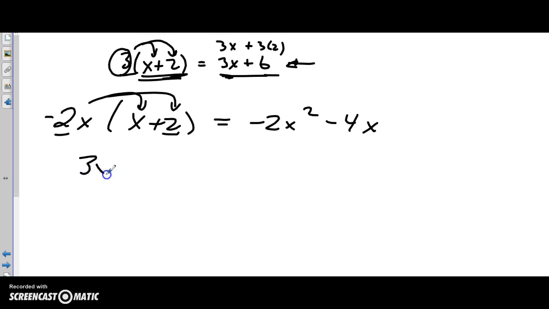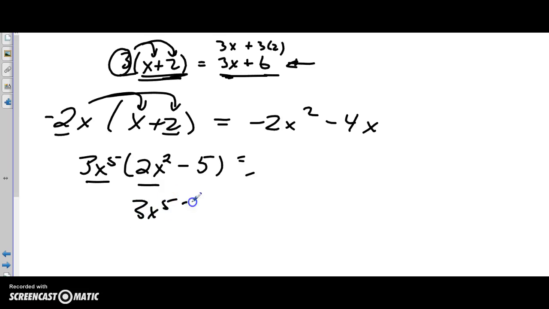Let's try another one. 3x to the 5 times (2x squared minus 5). Okay, I'm just making this up. So what's up with this? Let's go through everything here. When I have this, I have this term times this term. So I'm going 3x to the power 5 times 2x squared. So multiply the 3 times the 2, and that is 6.